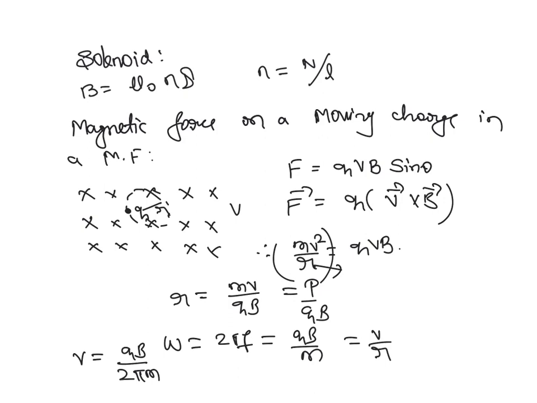So the frequency is inversely proportional to the time period. So the time period t must be equal to 2 pi m divided by qb. Next one, okay, this is very much important. You can expect some problems on this one.